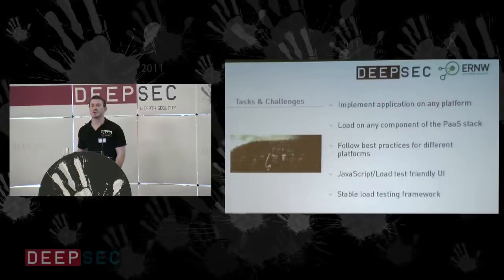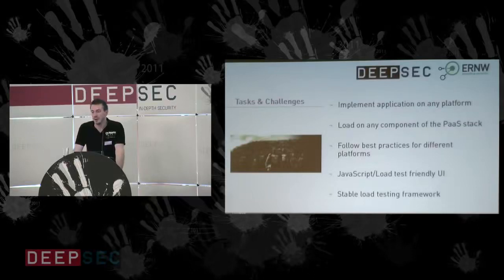And it was important that the developed application put load on any component of the platform as a service stack. I mean, infrastructure as a service usually offers you a virtual system, but platform as a service environments utilize different components like load balancers, the underlying data store, the application server itself, and of course the network infrastructure. So the application was developed in a way which allowed the generation of load on any of these different components.